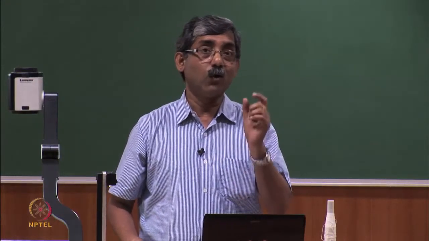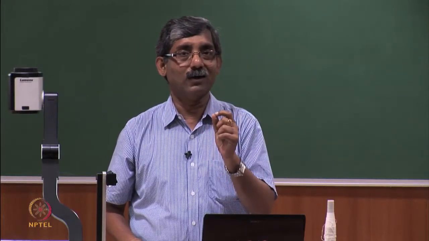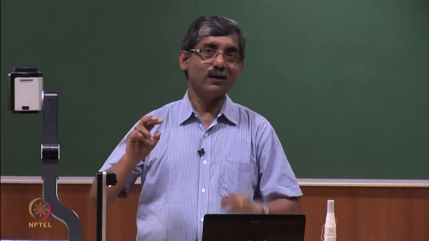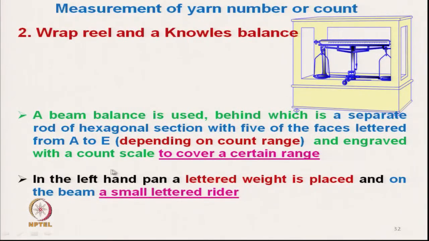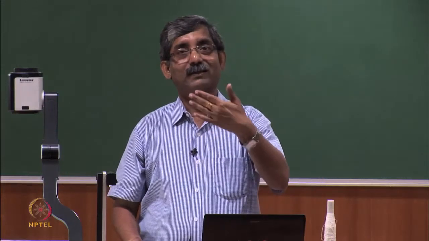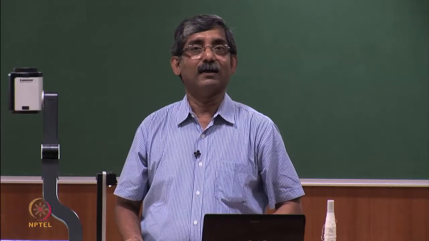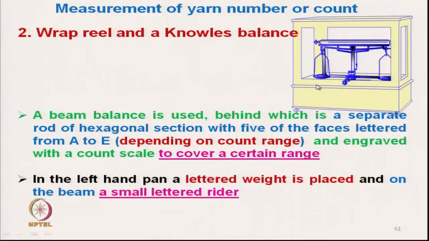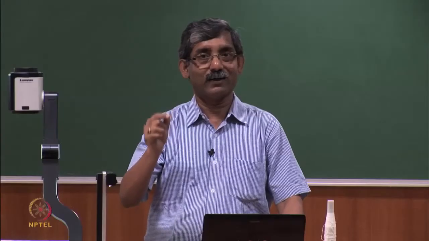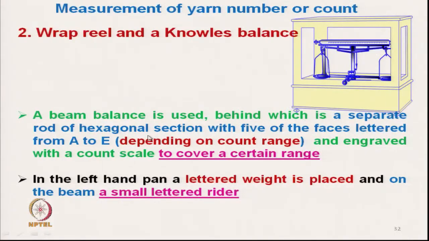If we know the typical count, suppose we know a yarn is around the range of 50s, we will rotate this hexagonal rod and place the particular side. Suppose it is C, or that particular count range, we know the nominal count range. We place that side, say the C side, and corresponding to that side the C weight we have to place in the left pan. On the beam again a small lettered rider will be there. There will be a different rider for each letter: for A it will be the A rider, for B the B rider, like that.